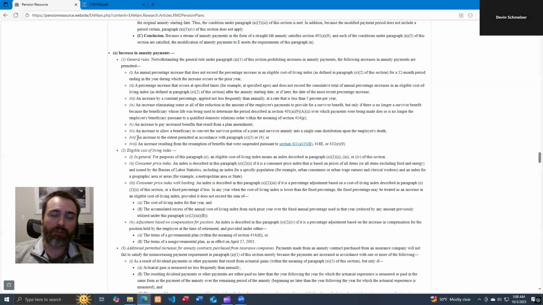Amounts increased for insurance contracts. I'm not going to cover that. Insurance contracts for dividends and that stuff is outside the scope of this presentation. Amounts needed to increase for suspended benefits.